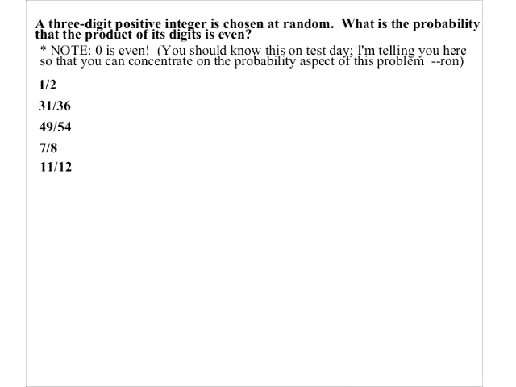A 3-digit positive integer is chosen at random from all 3-digit positive integers. By the way, for a 3-digit positive integer, the first digit is not 0. So make sure you understand that. 3-digit integers are from 100 through 999. Like 086 would not count as a 3-digit integer. That would be a 2-digit integer.